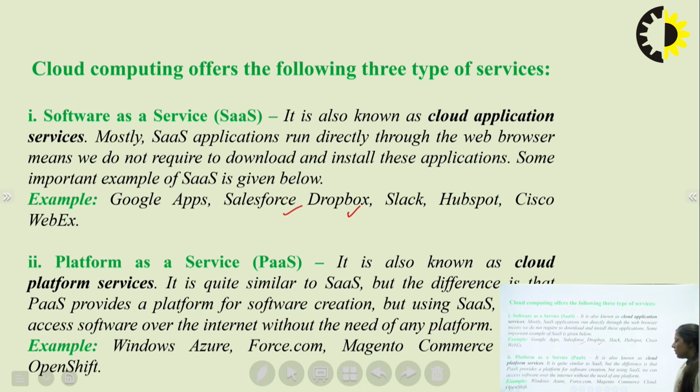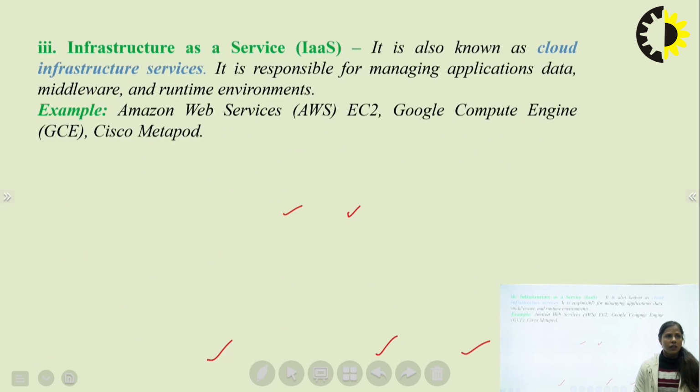These are various examples of platform as a service, like Windows Azure, where we can use cloud computing architectures, Magento Commerce Cloud, and OpenShift. Now, coming to the last service of the cloud computing architecture, that is infrastructure as a service. Here we are only discussing the various examples and what the service is.